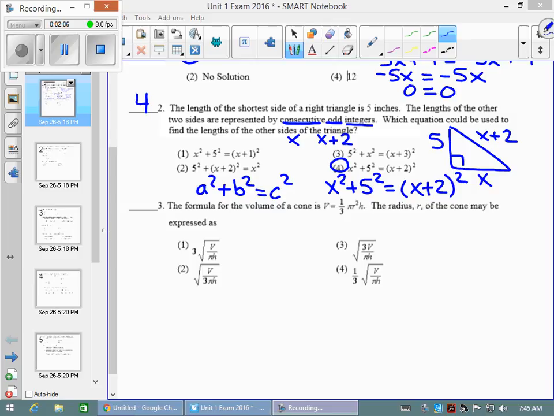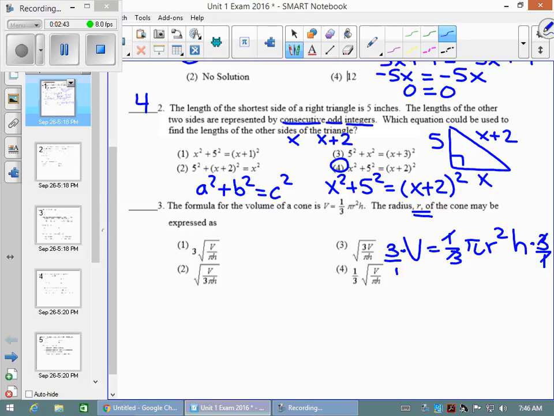Okay, for question 3, we have the formula for the volume of a cone represented as 1/3 pi r squared h. They tell us r is the radius, and they want us to get the radius of the cone in terms of the other. So let's find that r in terms of h and v. So the first thing I want to recognize, I might rewrite my equation to make it easier to manipulate. I'm going to get rid of the 1/3. So in order to get rid of that multiplication of 1/3, I'm going to multiply by the reciprocal, which would be 3/1. And that will cancel out that fraction to 1.